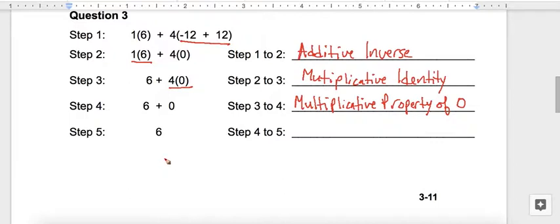Okay, now the last step is how to get from step 4 to step 5. So 6 plus 0 became 6, so anytime you add 0, that is the additive identity.